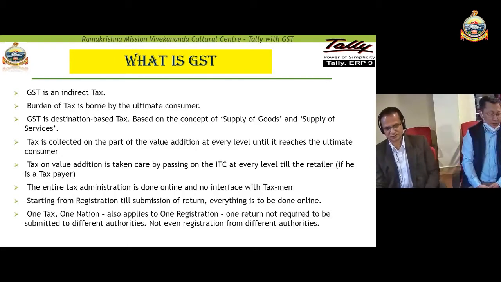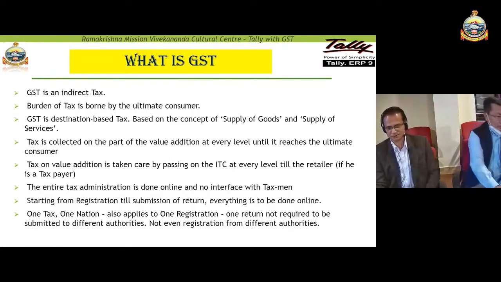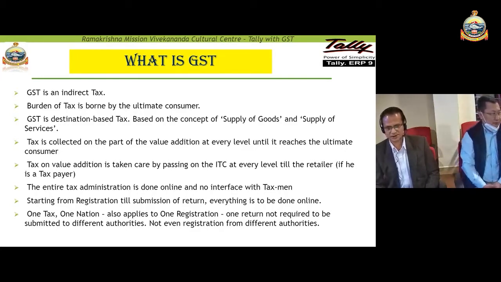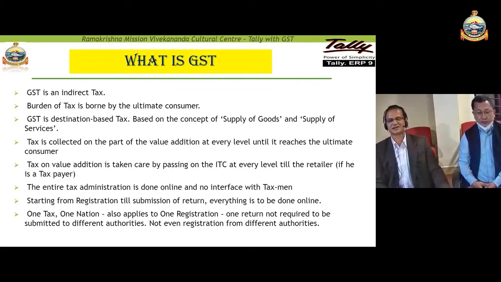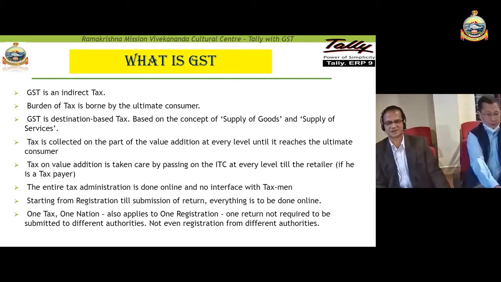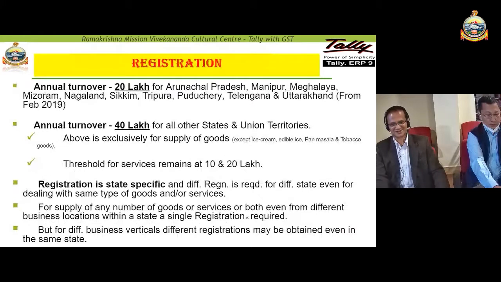The entire administration is nowadays online, with no interface with the tax man. Earlier, for obtaining one registration, one had to go to the office, and it was not very easy. Nowadays, as you know, one tax, one nation, it also applies to one registration. Earlier, to start a business, one had to take a registration from the central government as well as from the state government. Nowadays it is only one registration, which is PAN based, and that is enough for any kind of business, any kind of supply of goods or services. So one tax, one nation, one registration, one return. We'll discuss what a return is.